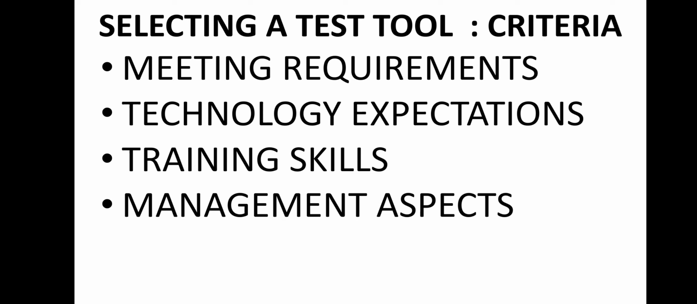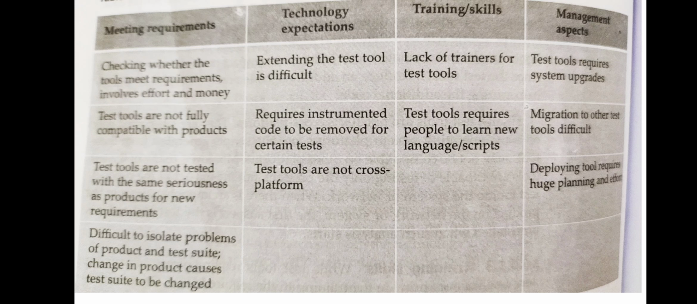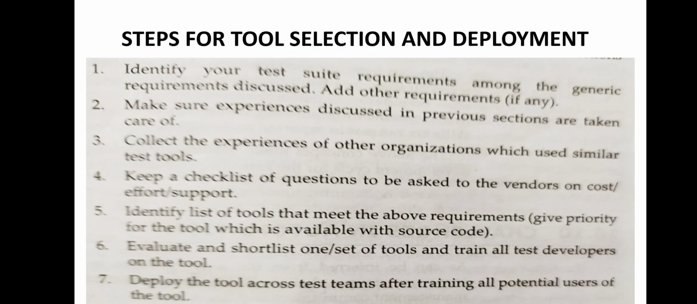Now, what will be the steps? We have seen the criteria. Now what will be the steps for selection and deployment? We can consider the steps as follows. You can see on this slide, the first is to identify your test suite requirements among the general purpose requirements and add some other requirements if you have. Make sure your experiences are taken care of.